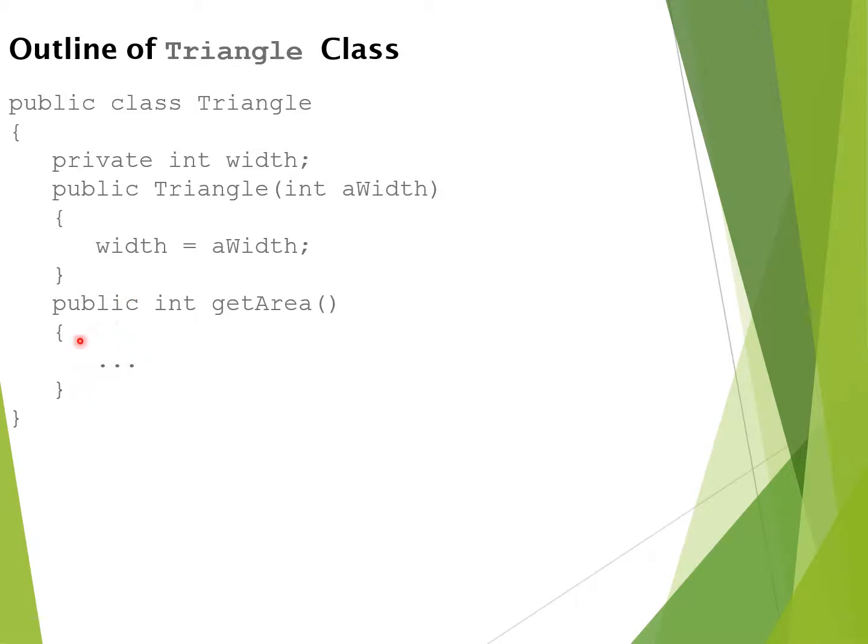And then we have a method which is public int getArea, which basically has to return the area of the triangle, which is the nth triangle number. So we're going to focus on this method and see how recursion helps us write this method more easily.